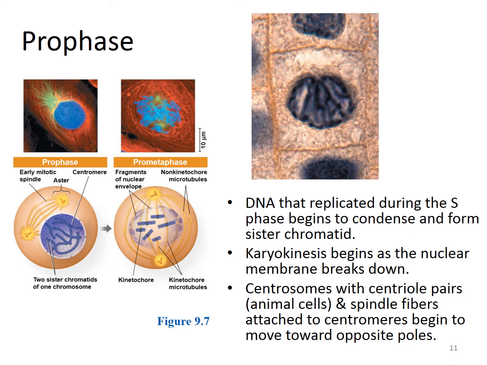As the centriole pairs and the associated spindle fibers attach to the centromere and the nuclear membrane begins to break down, those centriole pairs with their spindle fibers start to migrate towards opposite poles. As they migrate to the opposite poles, that's going to have an effect on those duplicate or sister chromatids.